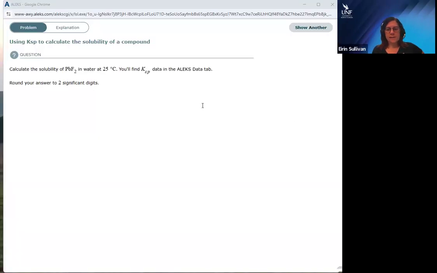Using Ksp to calculate the solubility of a compound. So first of all, don't get freaked out by Ksp. It's just an equilibrium constant, okay? The SP is just standing for solubility product.